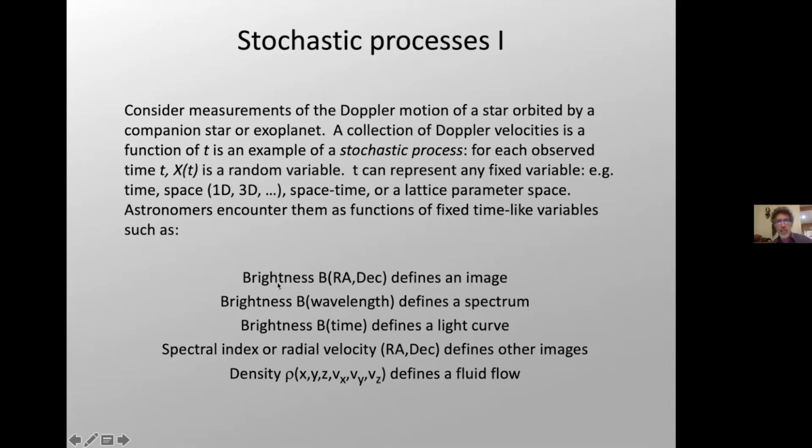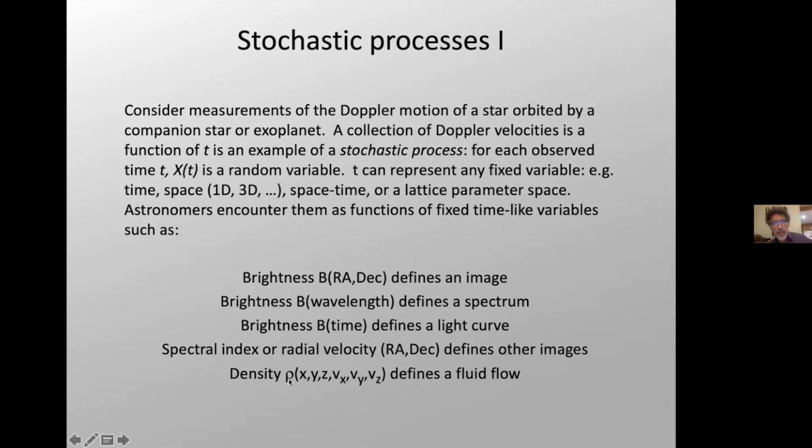So let's just see, for instance, just the concept of brightness. Brightness as a function of right ascension and declination in the sky, an image. That's an astronomical image, and that can be viewed as a stochastic process. Brightness as a function of wavelength is what we call a spectrum. Brightness as a function of time, we call a light curve. Doesn't have to be brightness. How about radial velocity as a function of time? That might be considered the motions of the orbit of a planet around a star.